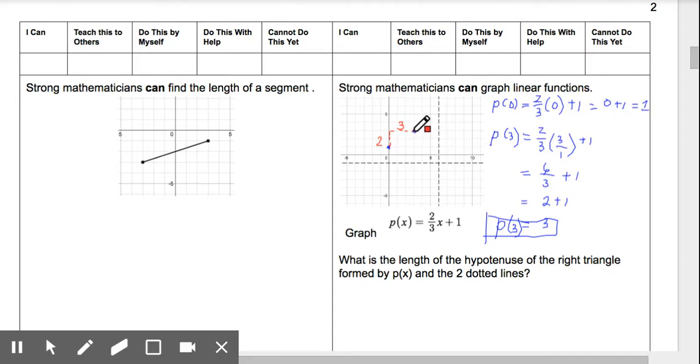So now I'm just going to start here at this point and do the same thing. Go up 2 and go to the right 3. I'll end up here.